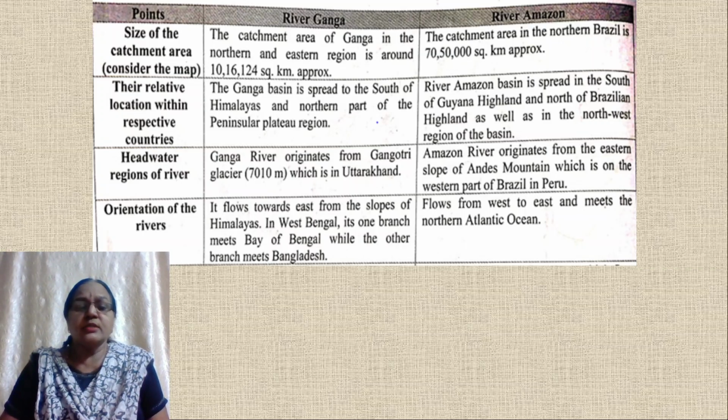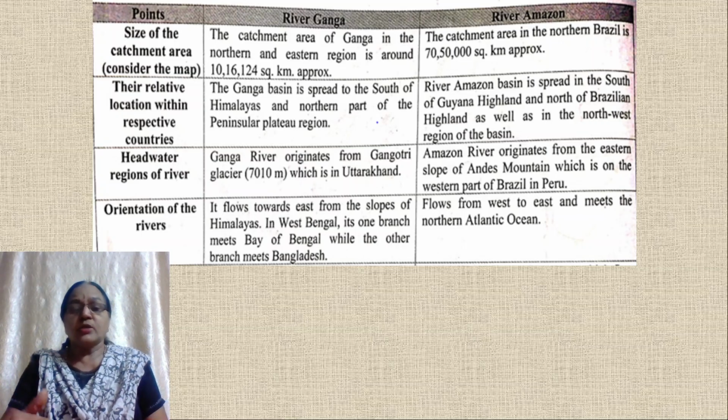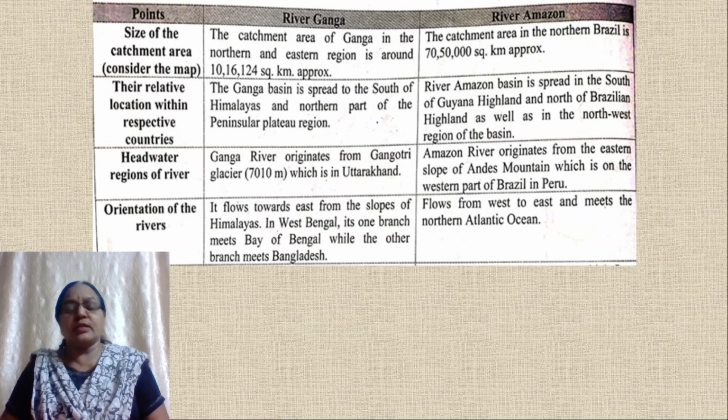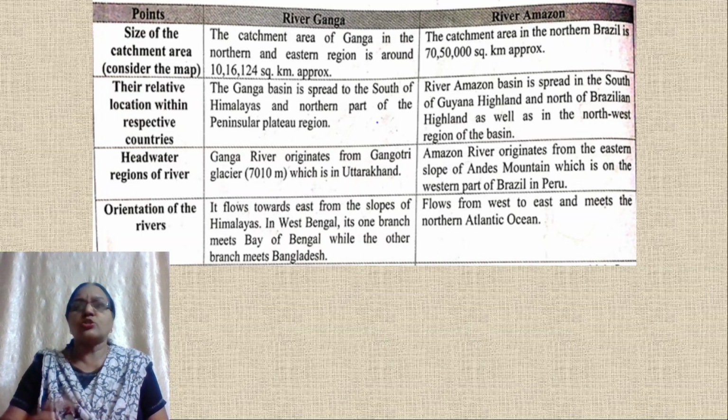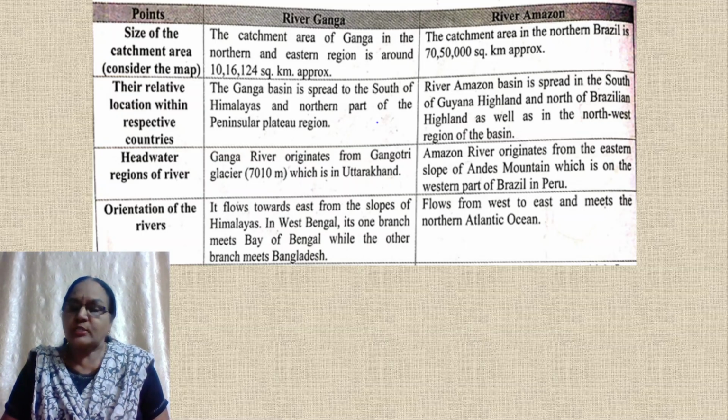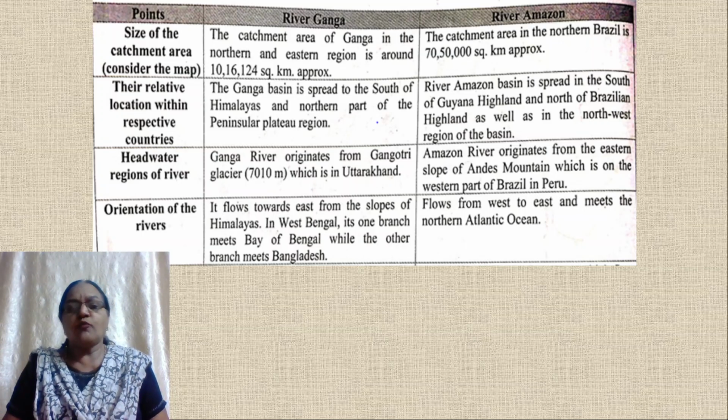Next we have the orientation of the rivers. Which direction does the river flow? The Ganga River flows eastwards. We have seen the slope of the North Indian plain is from the west to the east, isn't it, children? So the Ganga River flows from the slopes of the Himalayas towards the eastern region.